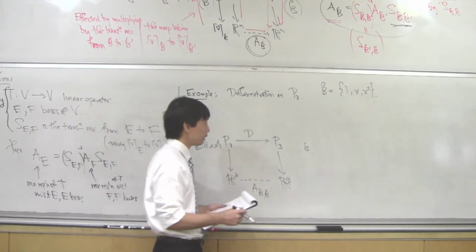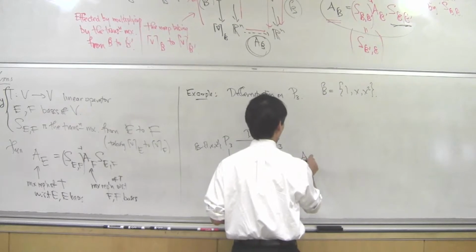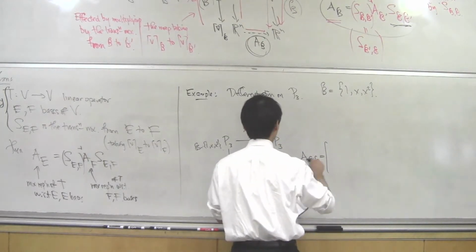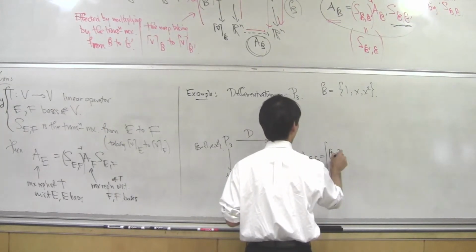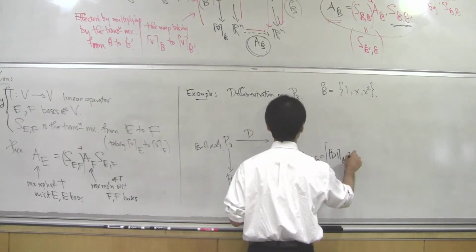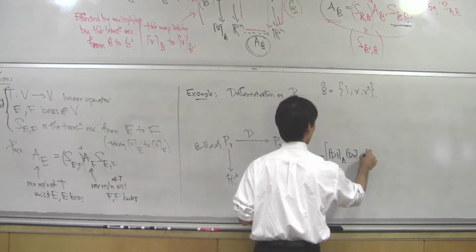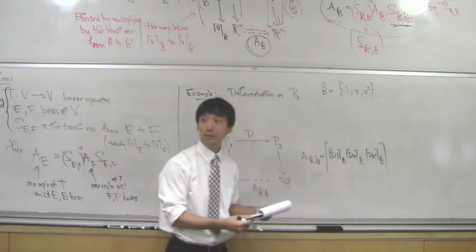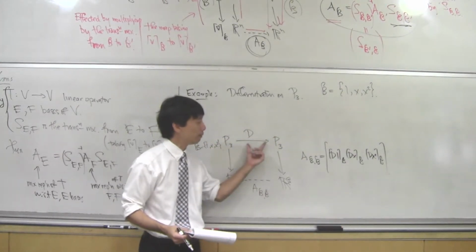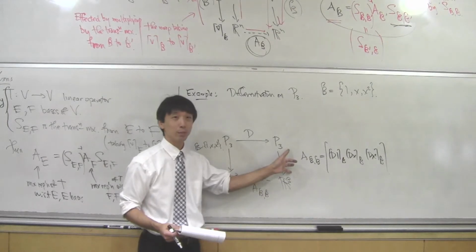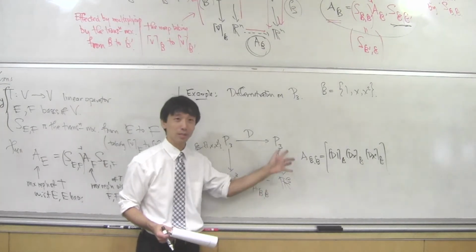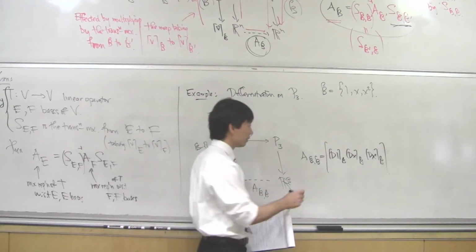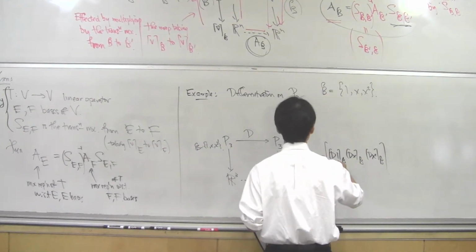Yeah, yeah. Right, so A sub B, the columns are going to be, you take D of 1 with respect to the B basis, D of x with respect to the B basis, D of x squared with respect to the B basis. You take the elements of your basis, you transform them, and then you represent them with respect to the second basis, but the second basis is the same as the first basis. And you see what you get, right?